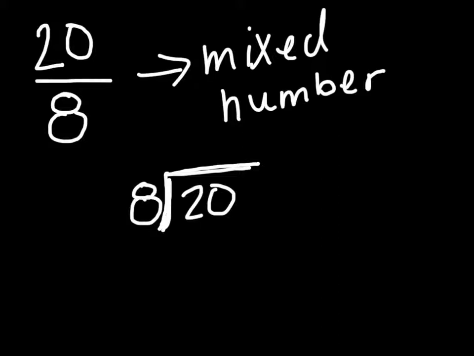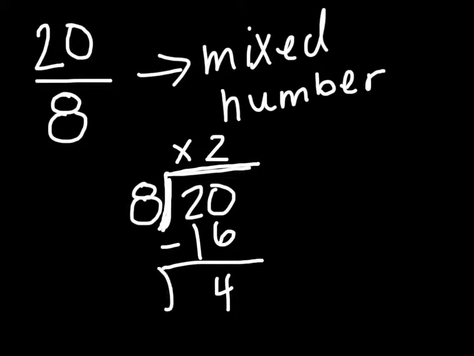8 can go into 20 2 times. Well, we know that 8 cannot go into 2, but 8 can go into 20 2 times. 2 times 8 is 16. 20 minus 16 is 4, okay? And we know that 8 cannot go into 4, and there are no other digits to bring down. So that means that 4 is our remainder. So 20 divided by 8 is 2 with a remainder of 4.